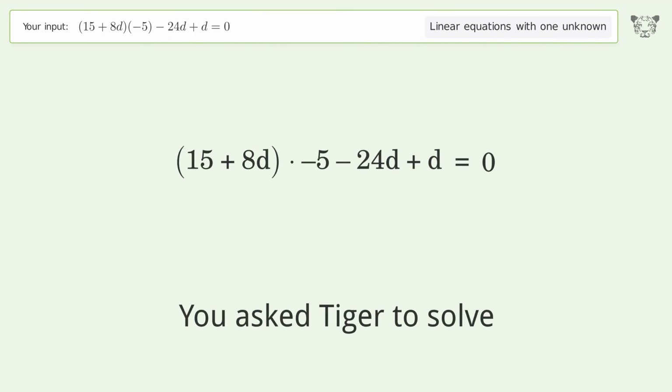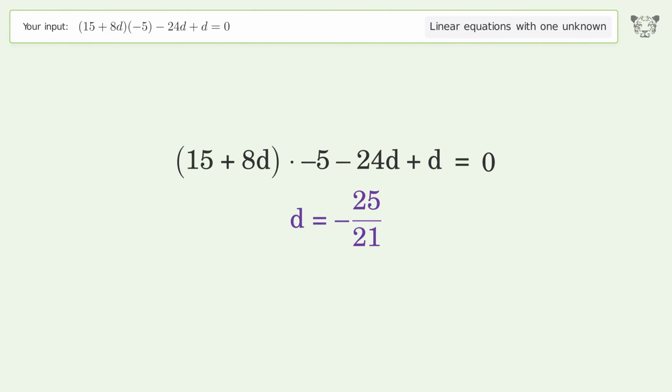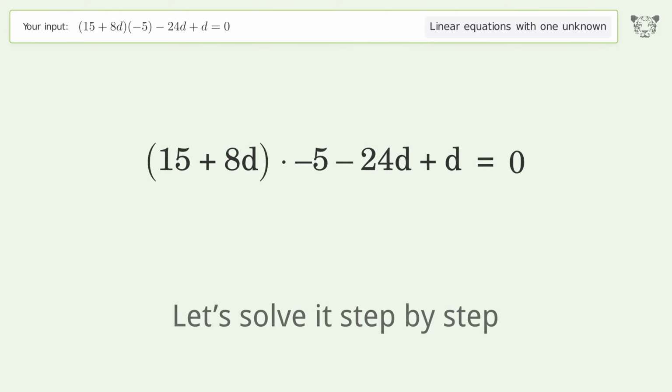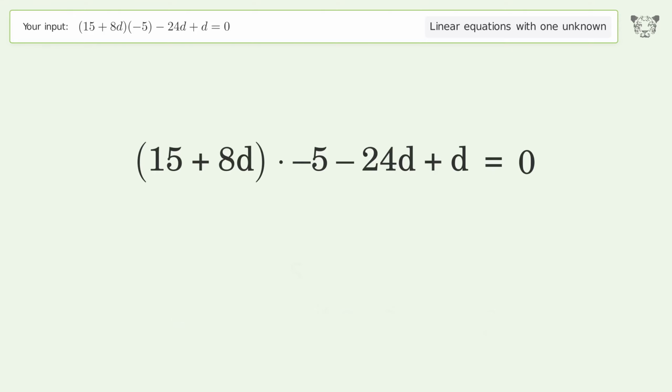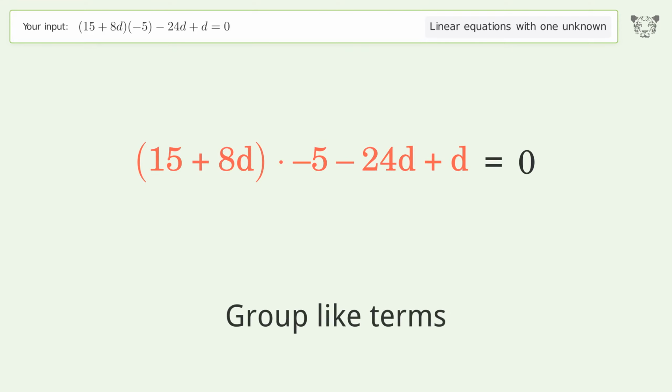You ask Tiger to solve this. This deals with linear equations with one unknown. The final result is d equals negative 25/21. Let's solve it step by step. Simplify the expression. Group like terms.